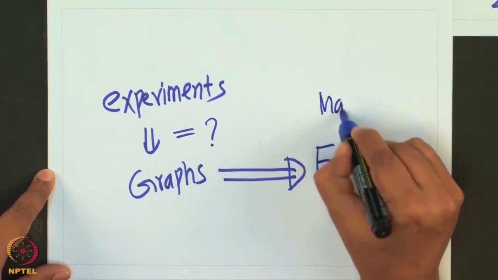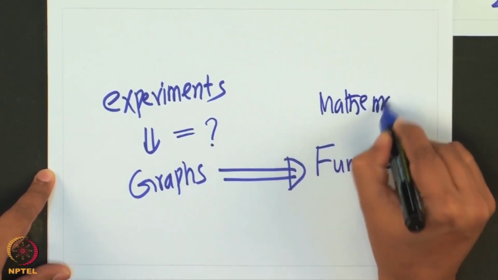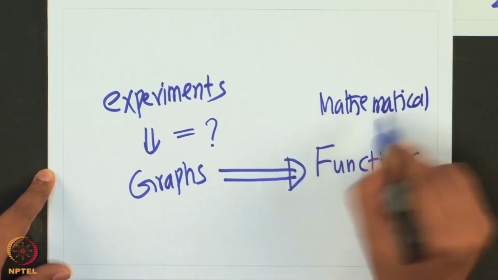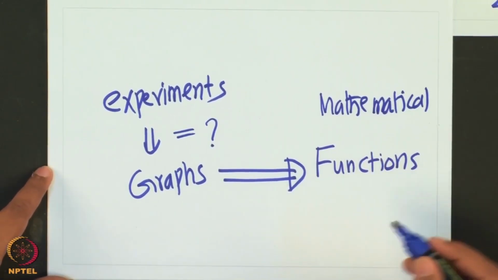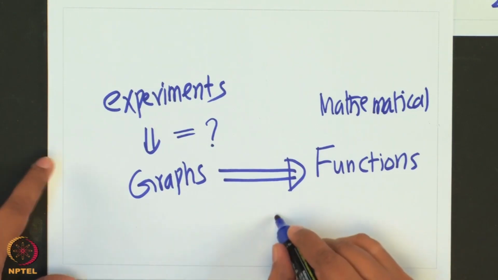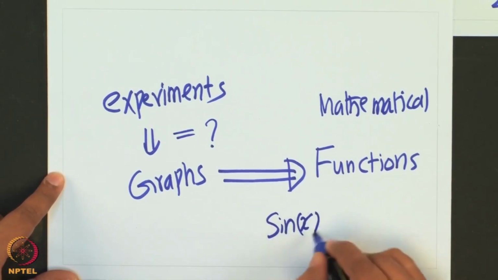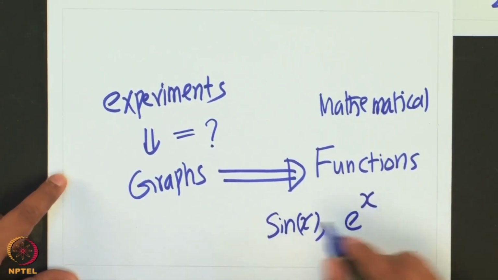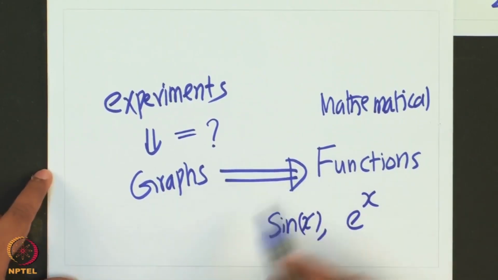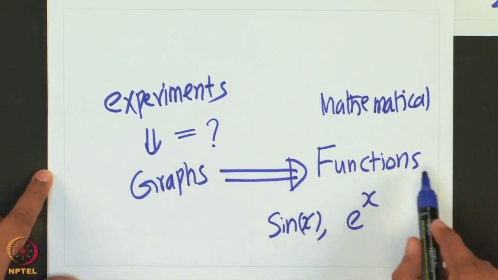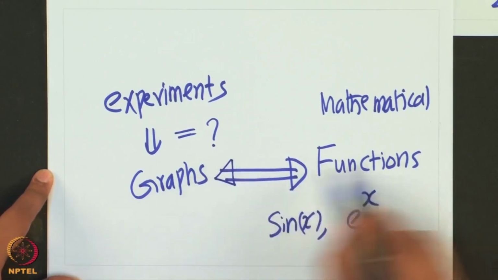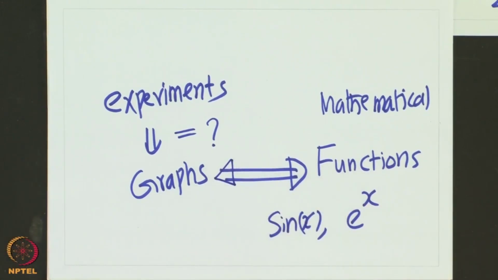So what are mathematical functions? Just like sin x, e power x, these are mathematical functions. And many of the graphs that we would get in experiments are connected to mathematical functions and vice versa. So there is a very important connection between graphs and functions, and understanding this is the key to understanding a lot of phenomena.